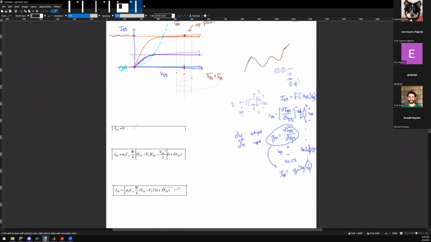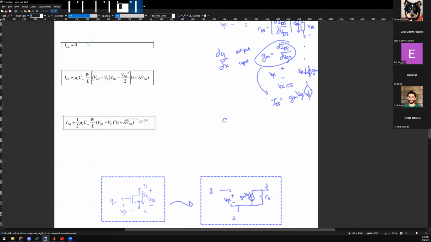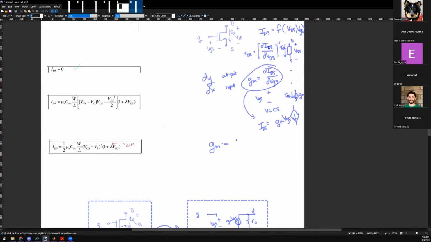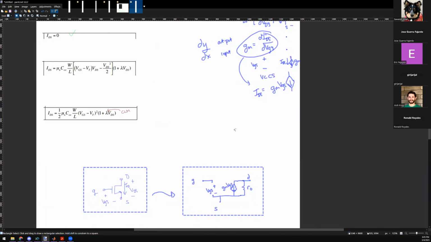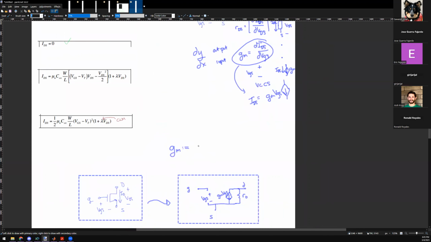So first off, these derivatives. What is the definition of GM? GM, we're going to define it to be the conductance. GM is IDS over VGS, the derivative of it. And what is R naught defined to be? VDS over IDS.